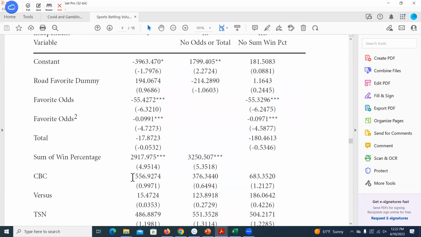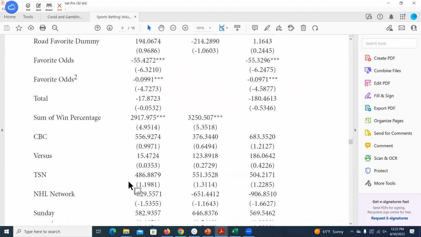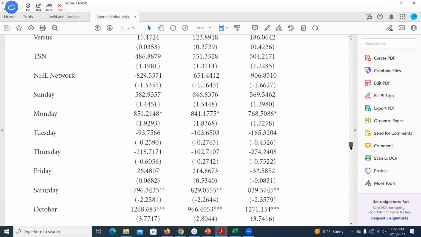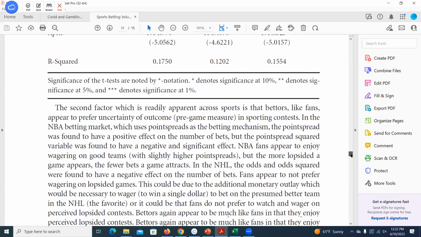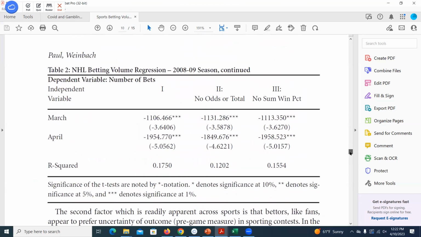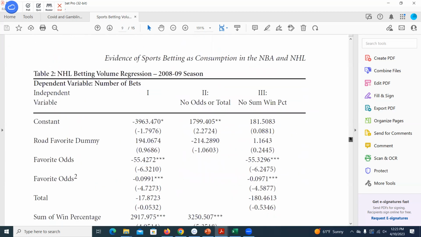Although some of the significance is lost. So it looks like for NHL betting, maybe it doesn't fall victim to these things nearly as much as NBA betting. Right? So we could do this for any sport, just to see what is the effect of all these different things on how much is bet in this game. Oh, here's their R squared. So like NHL, they get 0.17. So they're explaining like 17% of the variation.